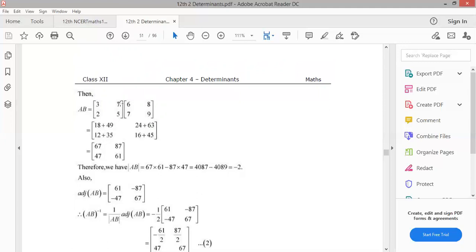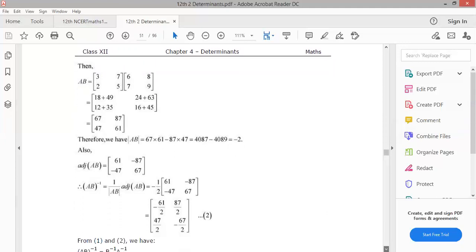Simply multiplying the first row with the first column, first row with the second column, we get the second element. Second row with the first column, we get the third element. Second row with the second column, we get this element. Okay, so this is the product. For this product, we also have to find the determinant, whether it is not equal to 0 or it is equal to 0. Yes, it's -2, it's not equal to 0. So this is also a non-singular matrix.